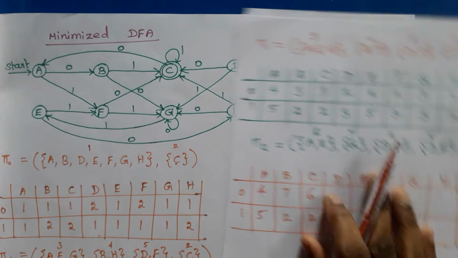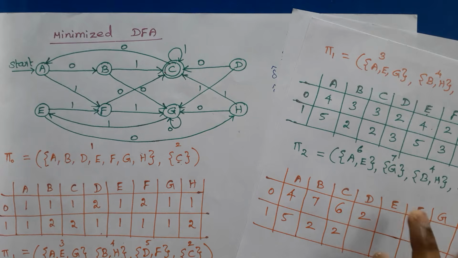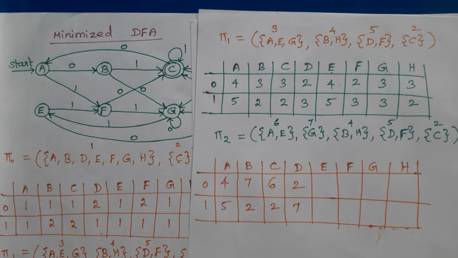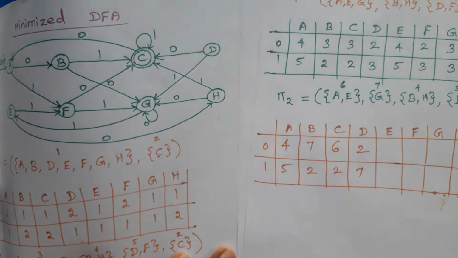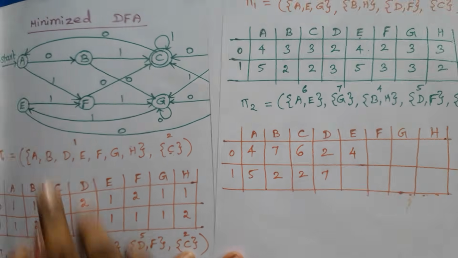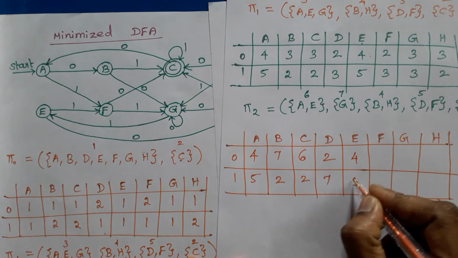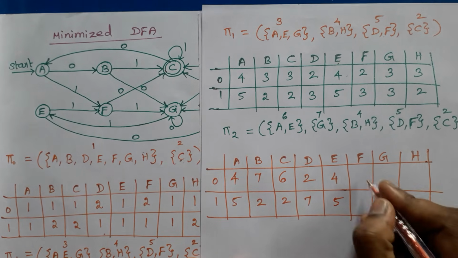From D, 0 goes to C. C means group number 2. And from D, 1 goes to G, group number 7. Then from E, 0 goes to H, it's group number 4. From E, 1 goes to F, 5. Then from F, 0 goes to C, it's group number 2.